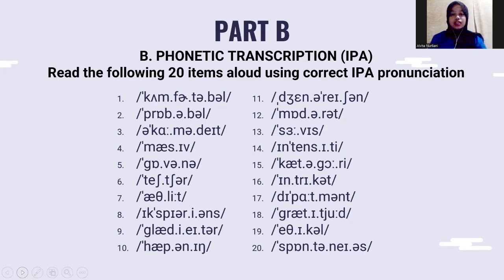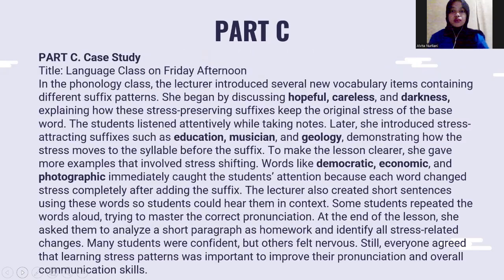And number 15 is category. Number 16 is intricate. Number 17 is department. Number 18 is gratitude. Number 19 is ethical. Number 20 is spontaneous. We move to case study part C.